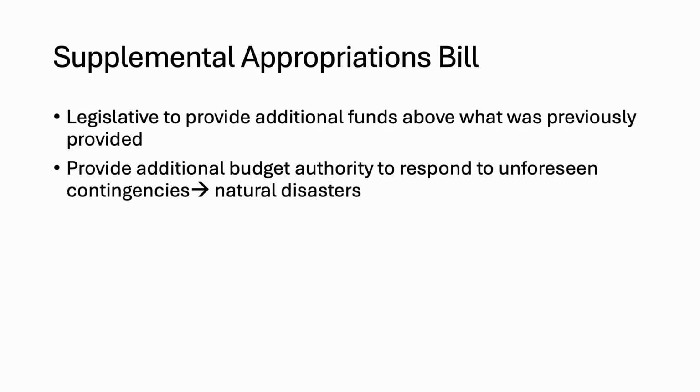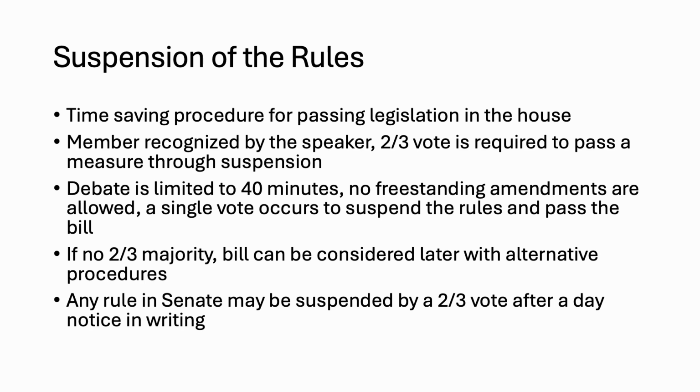Supplemental Appropriations Bill. Legislation to provide additional funds above what was previously provided. Provides additional budget authority to respond to unforeseen contingencies, such as natural disasters. Suspension of the rules. Time-saving procedure for passing legislation in the House. Member recognized by the Speaker; a 2/3 vote is required to pass a measure through suspension. Debate is limited to 40 minutes. No freestanding amendments are allowed, and a single vote occurs to suspend the rules and pass the bill. If there is no 2/3 majority, the bill can be considered later with alternative procedures.